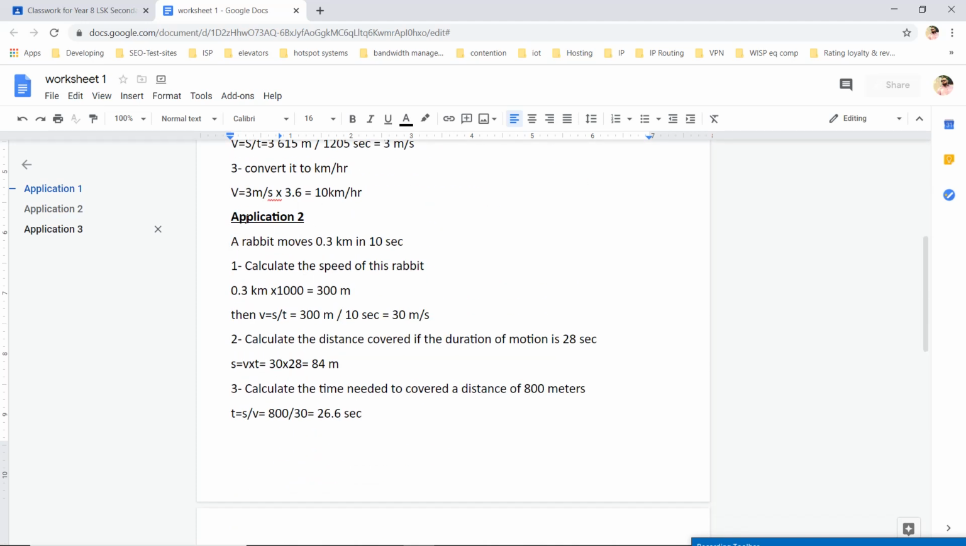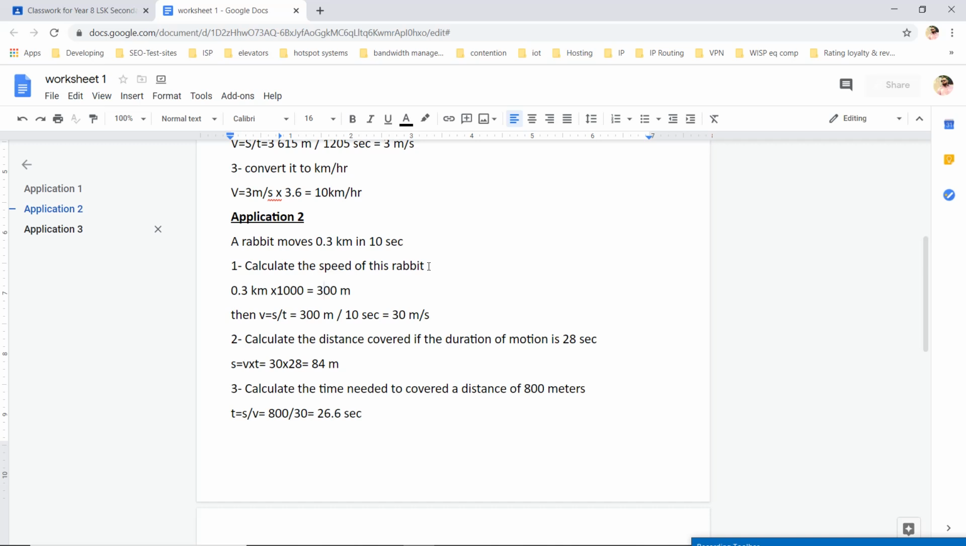Application 2 is easy also. A rabbit moves 0.3 kilometer in 10 seconds. Calculate the speed of this rabbit. Because the distance is in kilometers and the time in seconds, we have two ways. We can convert the distance into meters, or we can convert the seconds into hours. But the easiest one is to convert the kilometers into meters because we can multiply by 1000, and you know the conversion from last year.